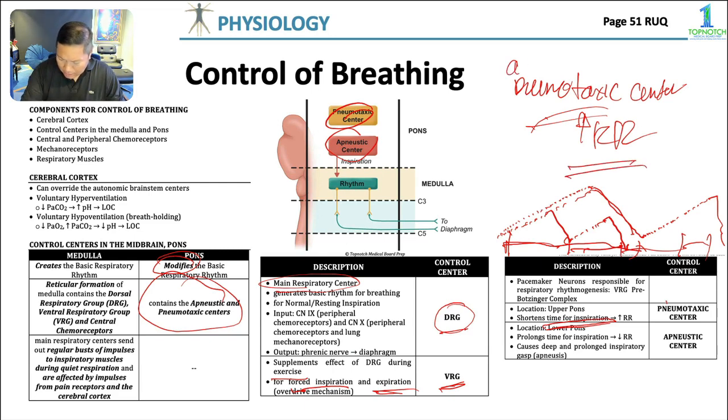Apneustic center, found in the pons, will do the opposite. It will prolong the duration of inspiration. Okay, so if this is normal, inhale, exhale. Okay, ito, patatagalin niya.